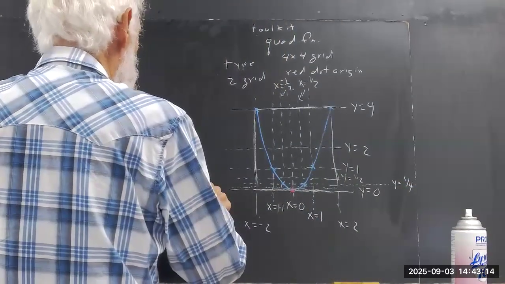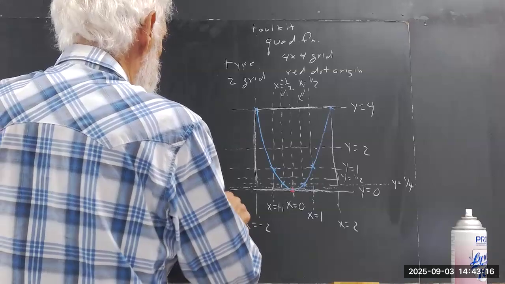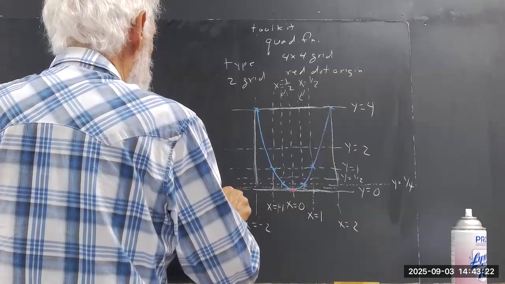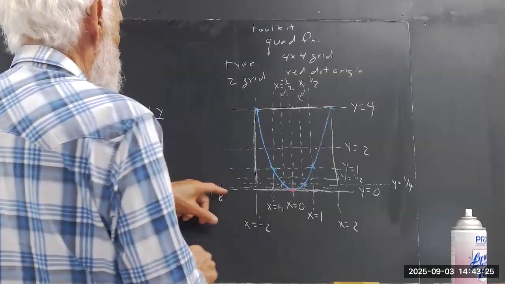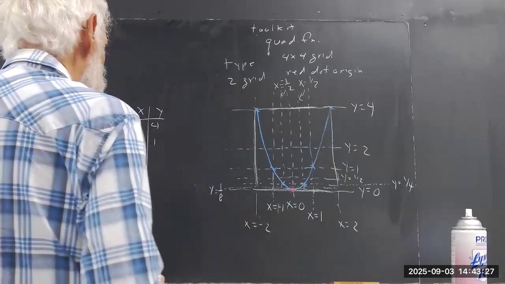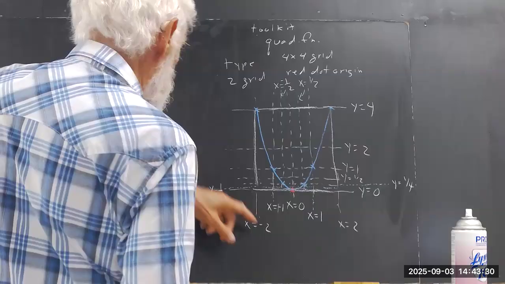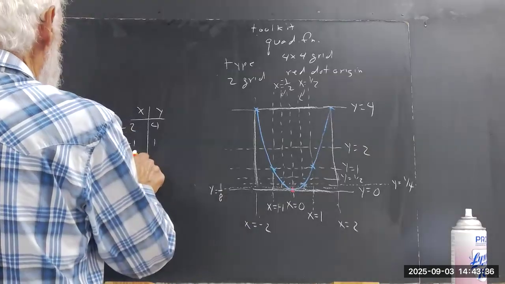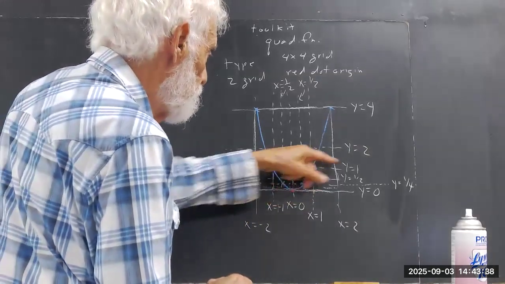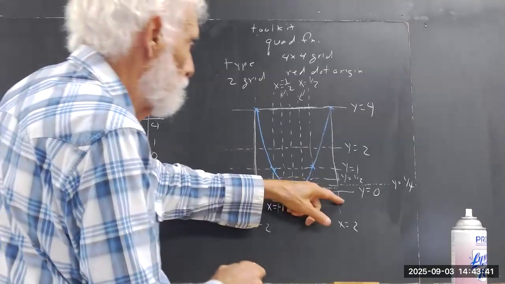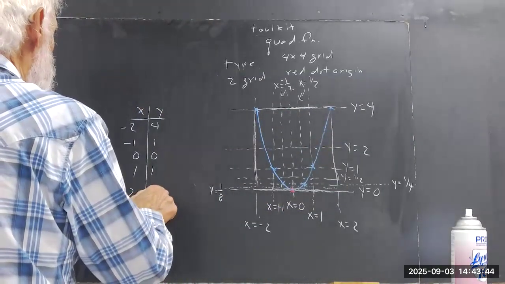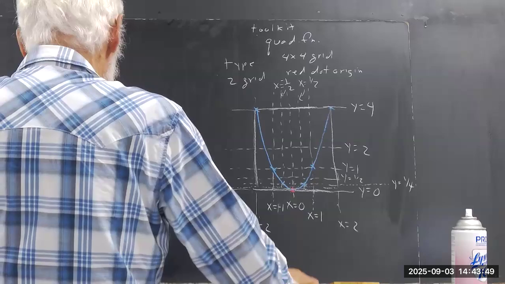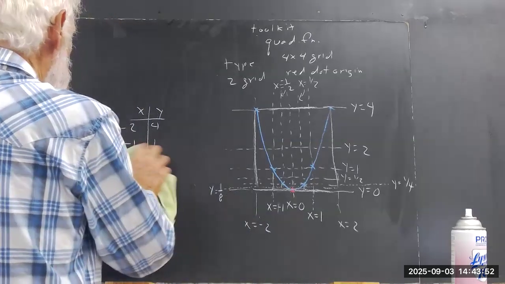Then we have this line over here that we're not really using. I'm going to leave myself room. We'll say that's the line y equals 1/8. Again, -2 gives us y equals 4, -1 gives us y equals 1, 0 gives us y equals 0, x equals 1 gives us y equals 1, and x equals 2 gives us y equals 4. Except I didn't label all the points. I forgot about this grid point and this grid point, so I'm going to erase some of this.